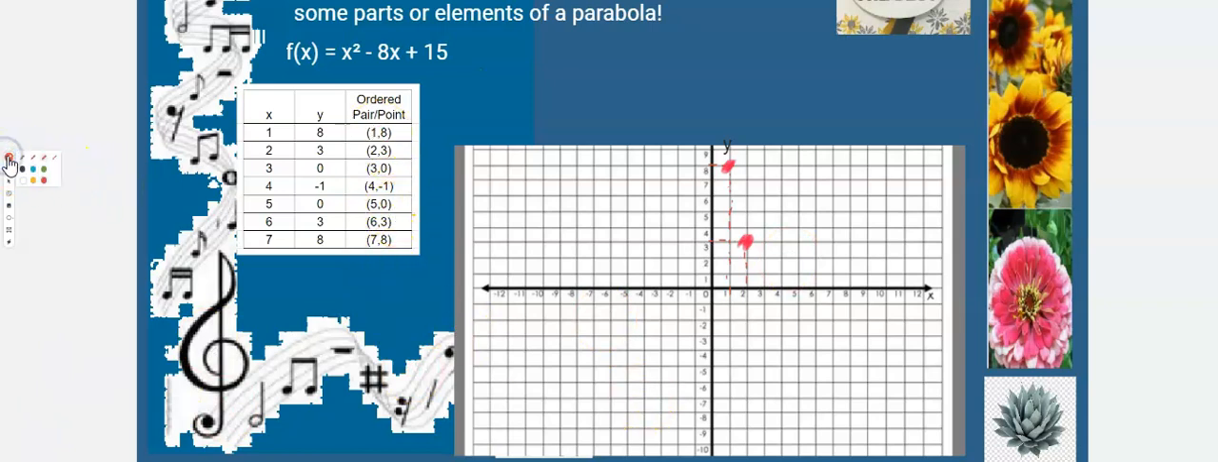Okay, so we have x equal to 3 and then y is equal to 0. And then 4 ang x and then negative 1 ang y. And then 5 ang x and 0 ang y. And then 6 ang x, 3 ang y. So, naa na sa first quadrant. 7 ang x, 8 ang y. Okay, so, napurma na siya, murag happy face, no?